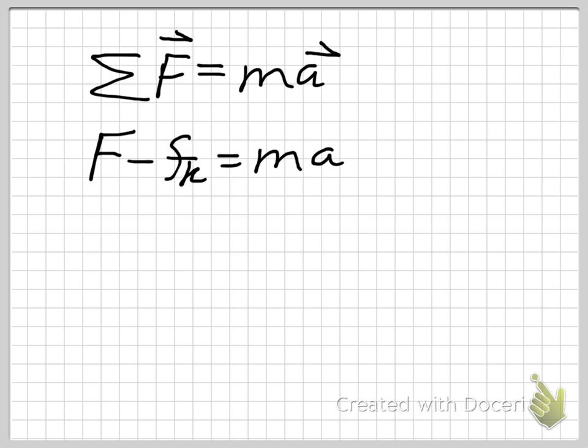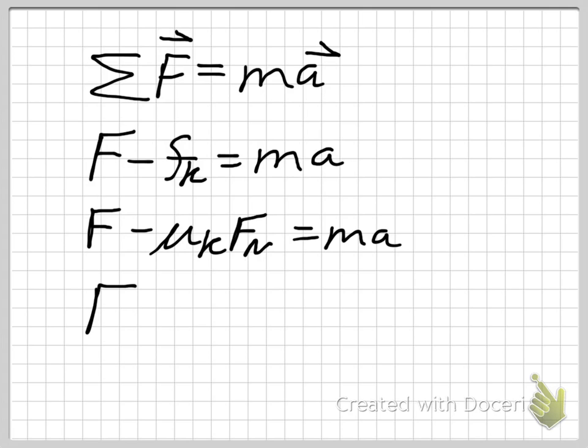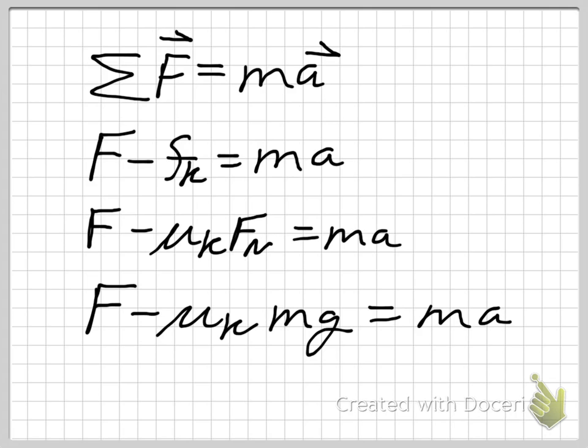Now I'm going to continue my substitutions. Force of kinetic friction is the coefficient of kinetic friction times your normal force equals ma. And next, I'm going to substitute out my normal force. I go back and I look at my free body diagram, and I see that my normal force equals the weight of the block. So I get the force minus the coefficient of kinetic friction times the mass times the gravity, which is the weight of the block, equals the mass of the block times the block's acceleration. So I have summed up the forces that I need.